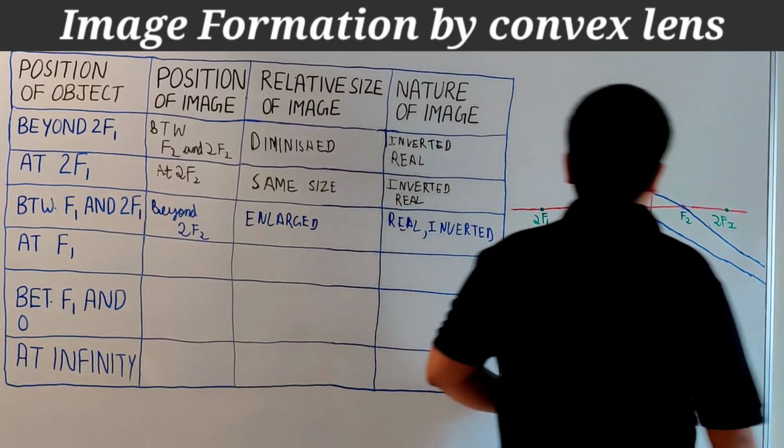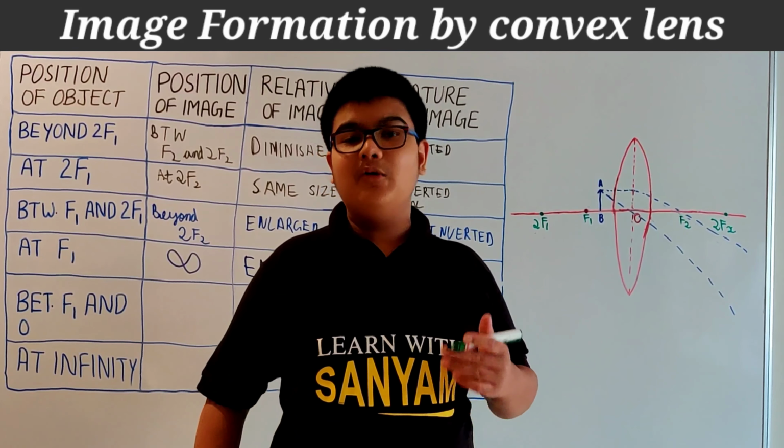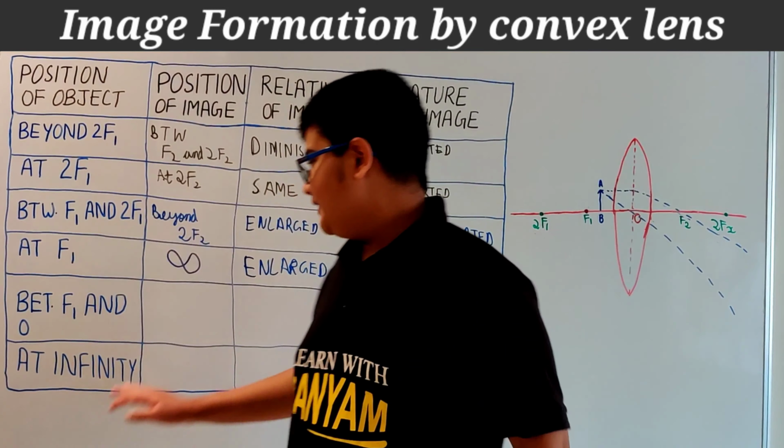And also the nature will be same, that is real and inverted, as the rays will actually meet at the point in infinity. Now let's discuss the fifth case in which the object is placed between F1 and the optical center.